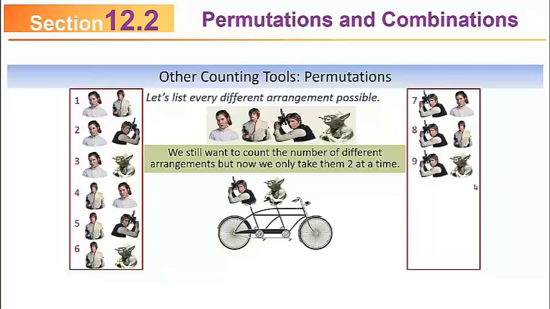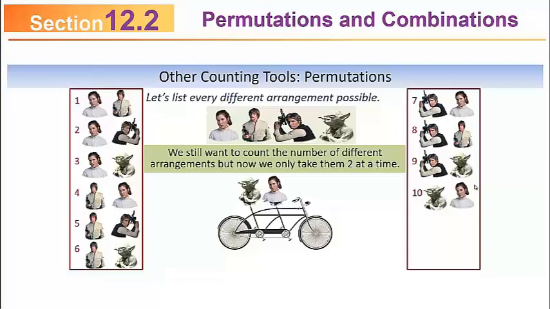That's a 9th arrangement. Now there's nothing else I can do and still leave Han on the back seat. So I'll bump Han off the back seat and put Yoda on the back seat, and then I'll start on the left again. So Han is off, Yoda goes in the back seat, Leia on the front seat.